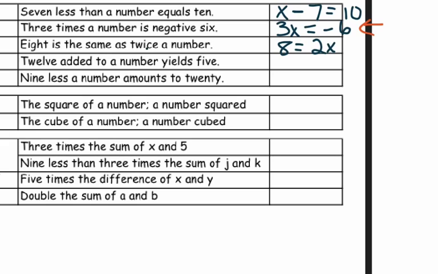The next one says 12 added to a number yields 5. So 12 added to some number yields, so don't forget that's equals 5. So that's how you would write that one. This one says 9 less a number. So it doesn't say less than, it just says less. So we're not going to flip this. We're going to leave it in the order that it was given. So 9 less a number amounts to, that means equals 20. So hopefully this is making sense.